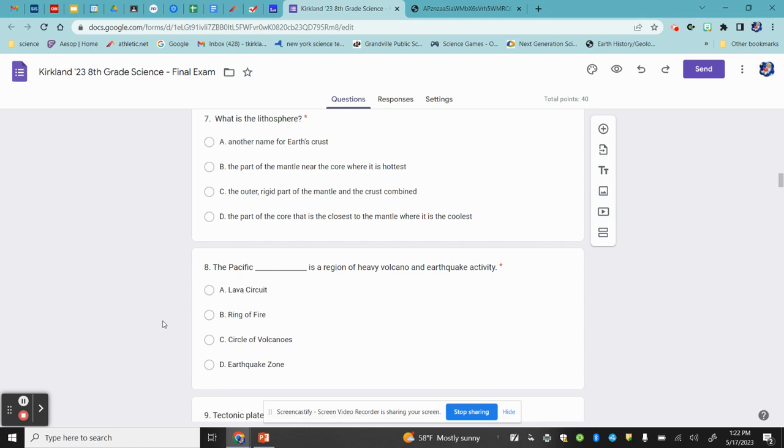8, the Pacific blank is a region of heavy volcanic and earthquake activity. A, lava circuit. B, ring of fire. C, circle of volcanoes. D, earthquake zone.